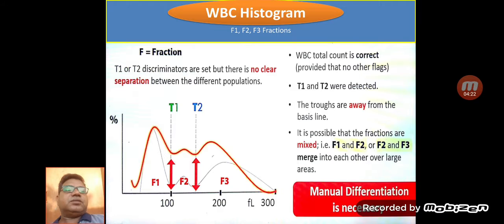As we have discussed, these flags are generated when the cell counter is unable to differentiate between the cell populations, the lymphocytes and the mixed cell population, or the mixed cell population and the neutrophils. So we will have two flags simultaneously, F1 and F2, or it may be F2 and F3. These flags can easily be appreciated on the histograms.